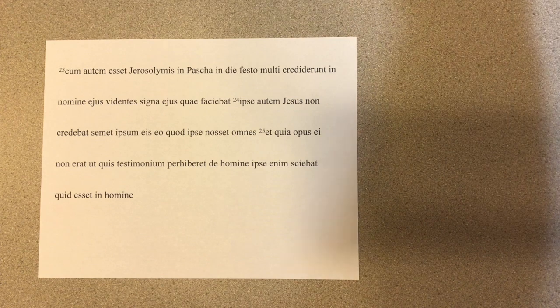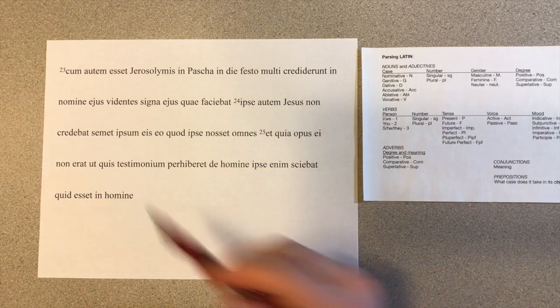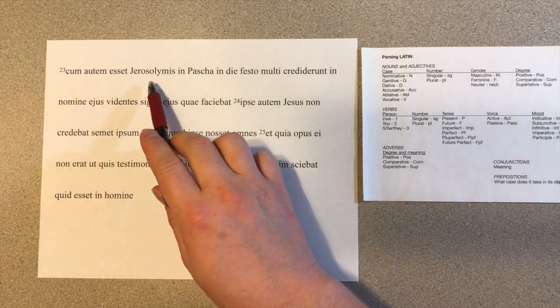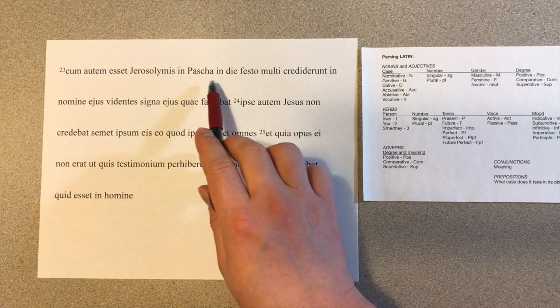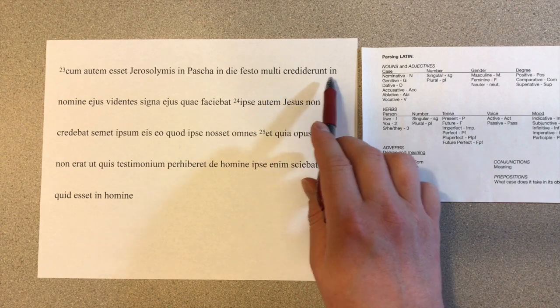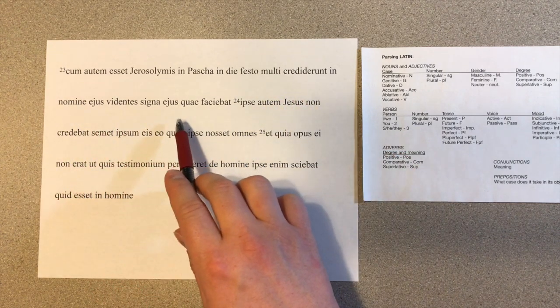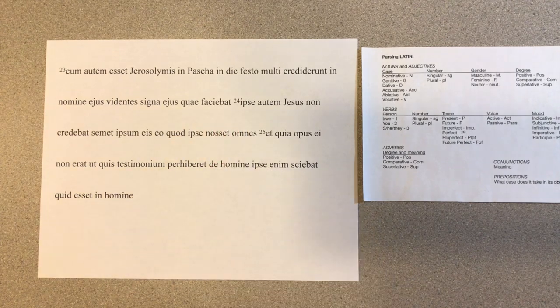Let's go ahead and take a look at our rubric, everything we're looking for as we go through this text. I know I still need to update this some other day. And the Latin: Cum autem esset Ierusalimes in Pascha in die festo multi crediderunt in nomine eius, vidente signa eius quae faciebat. And that's as far as we're going to go today.